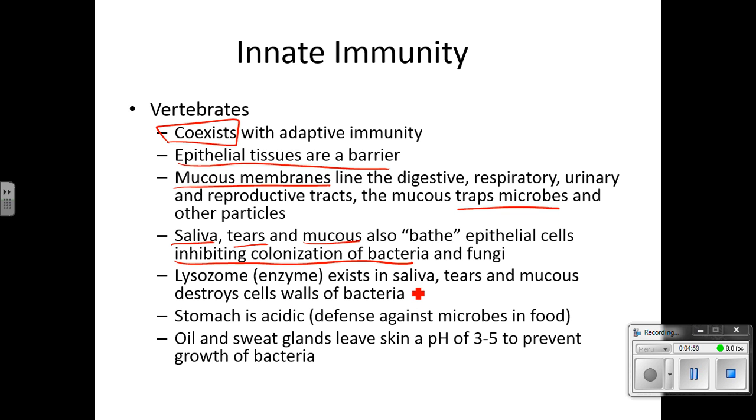Lysozymes are going to exist in the saliva, tears, and mucus, and they're also going to destroy the cell walls of bacteria. That's what's going to help prevent that growth. Your stomach is very acidic, and so that's going to help to defend you against microbes in food. Doesn't mean that you can't get food poisoning, but it's going to help. Your oil and your sweat glands are going to leave the skin at a pH that's pretty acidic, and that's going to prevent the growth of bacteria because they want to be a little more neutral.